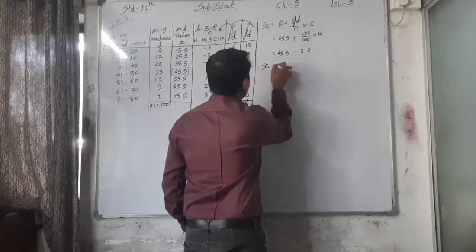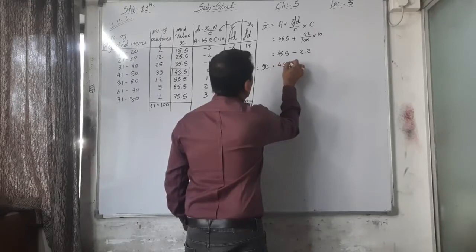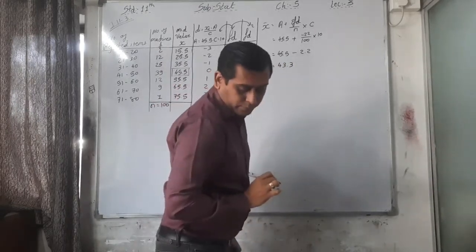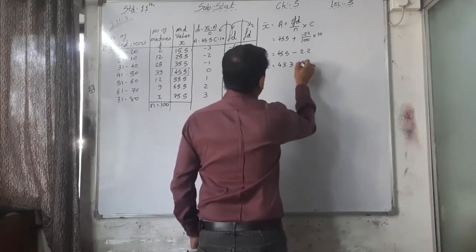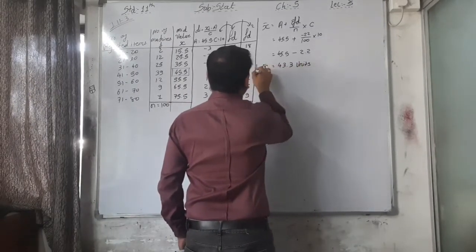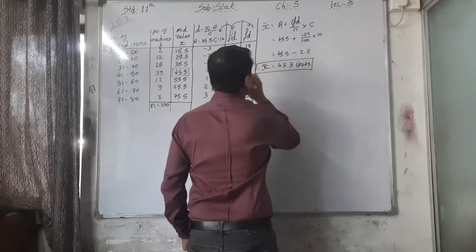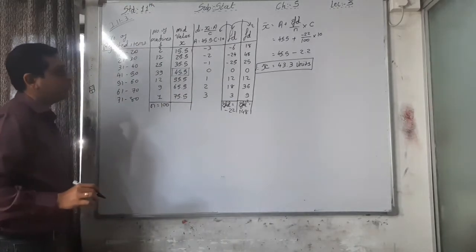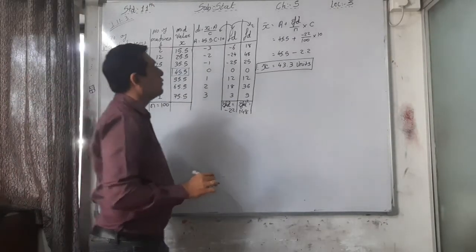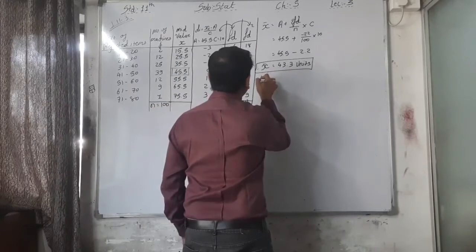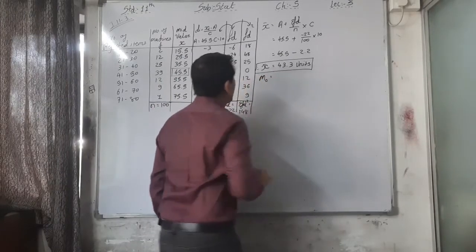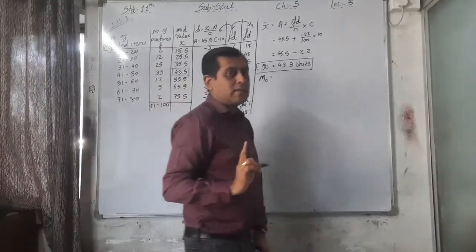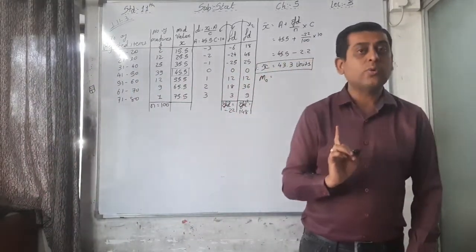Therefore you can say x bar is equal to 43.3 units. Okay. Now mode. Skewness. What is the formula for skewness? Again, X bar minus mode is equal to skewness.